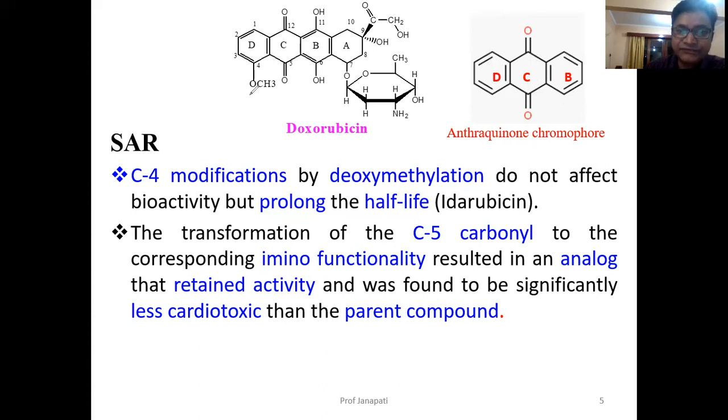Now, C4, if you replace, we are telling some important point. There is no functional group on D ring 1, 2, 3. We are coming directly onto the fourth carbon. C4 modification by demethylation does not affect bioactivity but produces a prolonged half-life. One example, as we have seen in the previous slide, the structure idarubicin is one example which doesn't have a methoxy group.